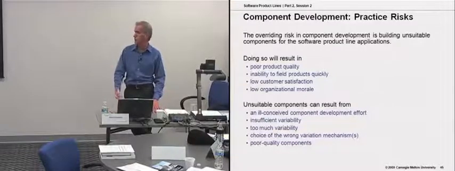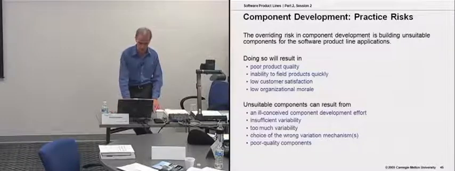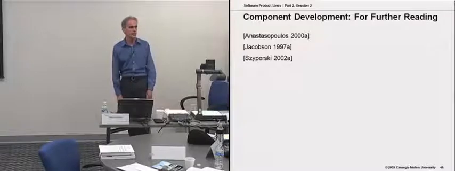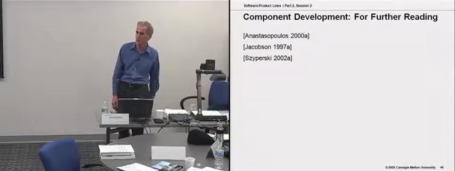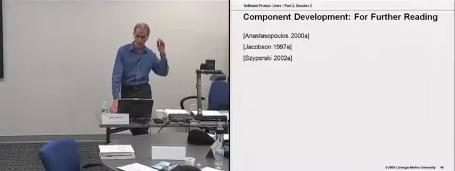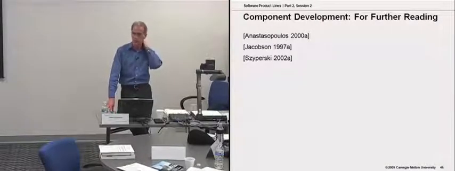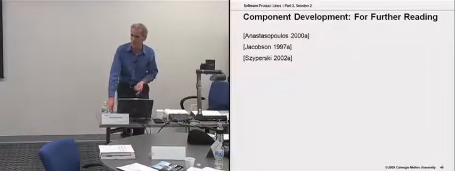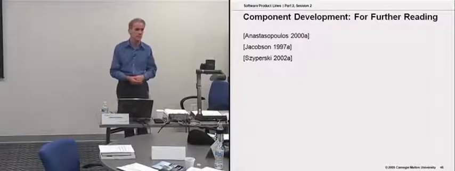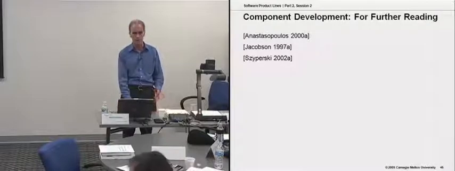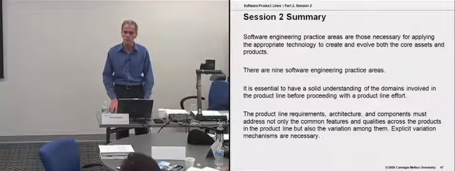And then we have things like the wrong variation mechanisms or the poor quality of the components that you hand off. The first reference on this slide is to that IESE paper on variability mechanisms. And Jakobsen's book on the reuse-driven software engineering business also has a section on variability mechanisms. The last reference there is to Clemens Szyperski's book on component-based development, Szyperski being the guy who basically wrote the book on this whole idea of a third-party marketplace for components.